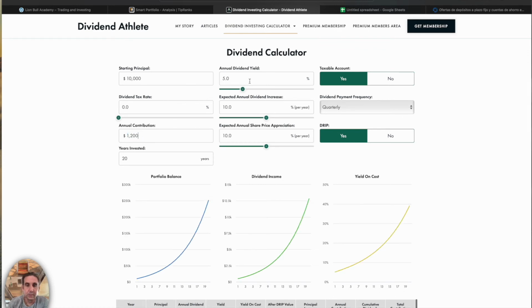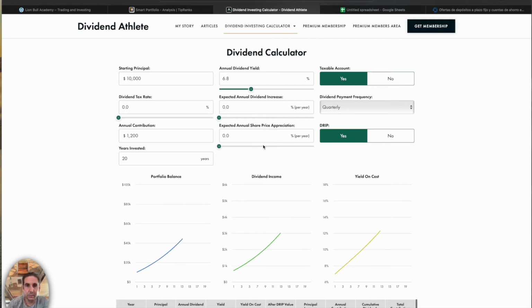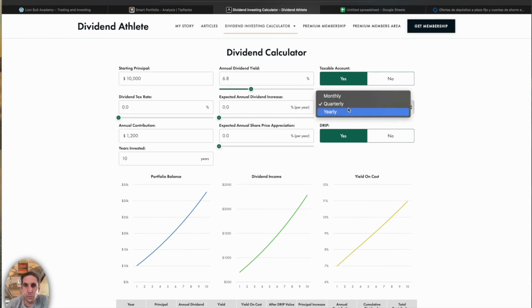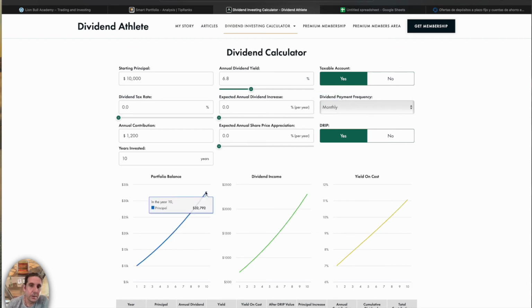Let's do it. 1,200, 6.8, and this to 0, in 10 years. Okay. And monthly. If we add to these 10,000 for 10 years, we increase $1,200 each year. At the end of the 10 years, we will have $32,792. So that's already something better in just 10 years. And the dividend will go up to $2,301. That's already some interesting income after 10 years from the 10,000 initial plus 1,200 each year.